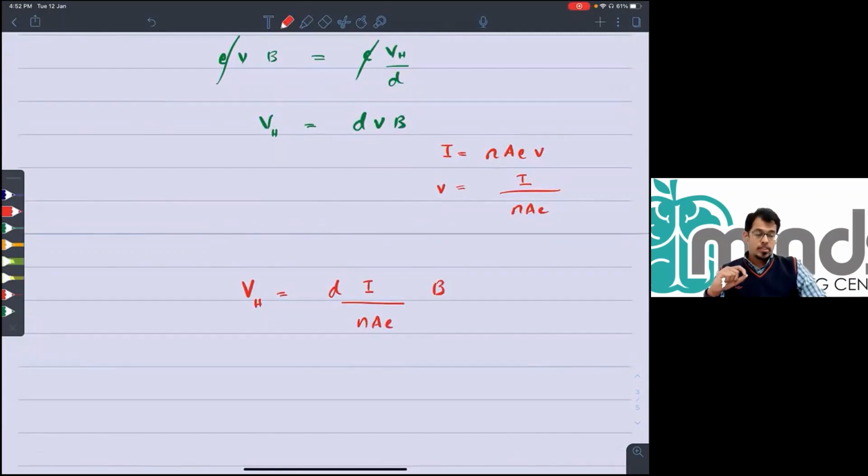Now, what is this N? N was the number of electrons per unit volume. Remember this, this N was the electron density.